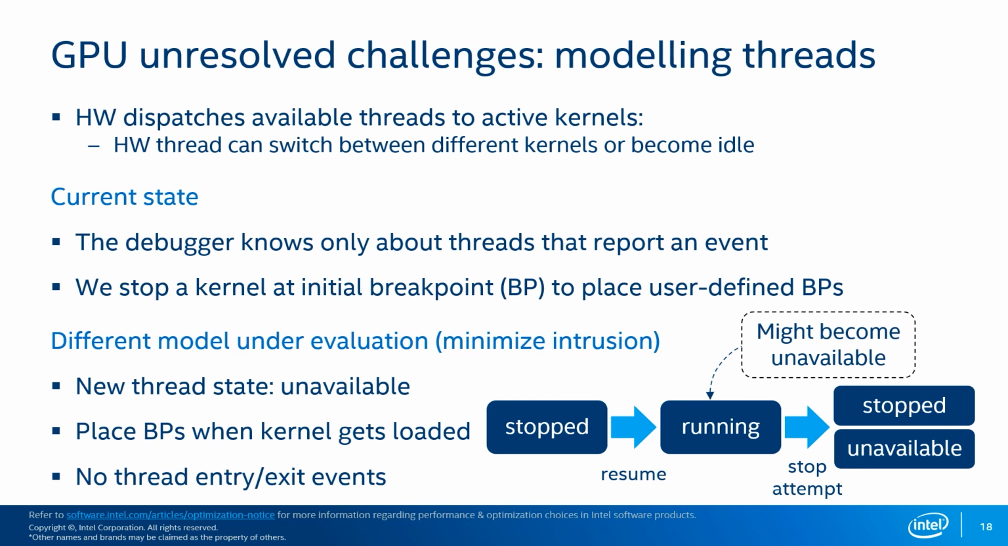The state flow looks like this. A stopped thread can be resumed, and then it changes its state to running. However, until we try to stop the thread, we do not really know whether it's still running the kernel or it became unavailable. Once we try to stop it, then we know. So the state of the thread is updated to either stopped or unavailable. This would require further changes in the debugger. We need to place breakpoints once the kernel is submitted, and there is no need for thread entry or exit events.